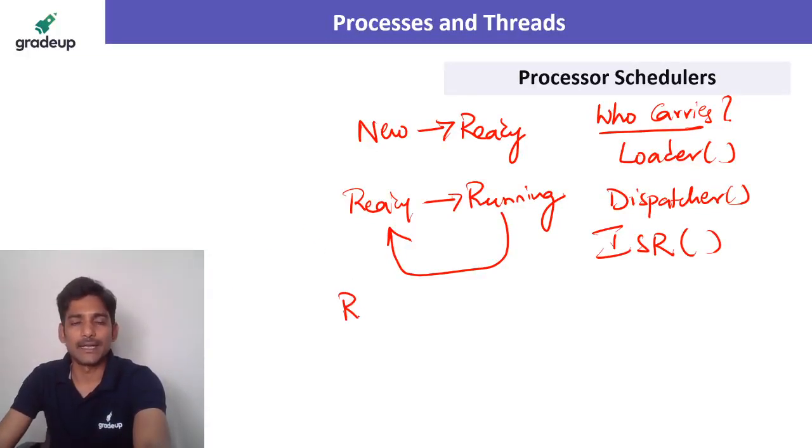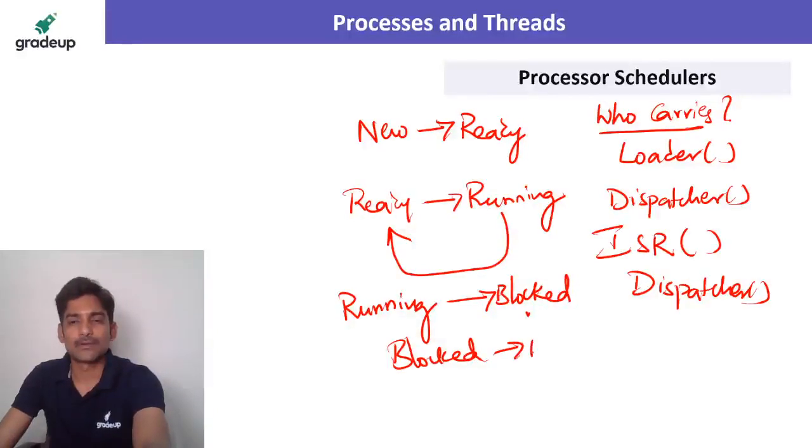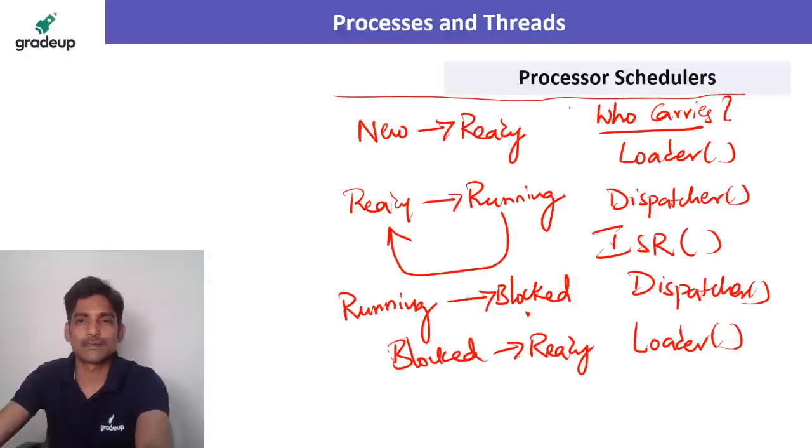And running to blocked state, this also will be carried by dispatcher. But blocked to ready, this will be carried by, again, loader. Okay. So Nallamalu Satish, I think this clears your doubt.